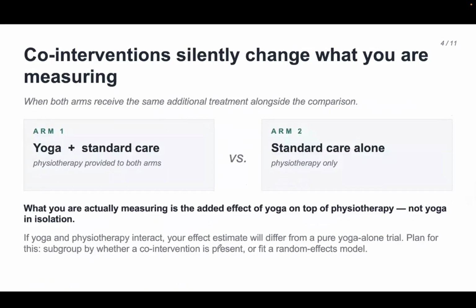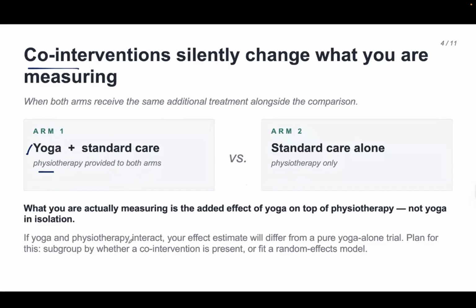Here is something very easy to miss. Many trials of complex interventions involve a co-intervention, something that both arms receive on top of the comparisons. We are going to see trials where both groups get standard physiotherapy and one group gets yoga. Think about what that trial is actually measuring. It is measuring the added effect of yoga on top of physiotherapy. It is not measuring the effect of yoga in isolation, and that distinction really matters a lot.